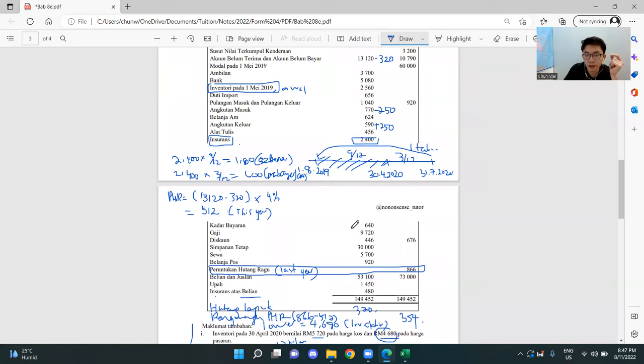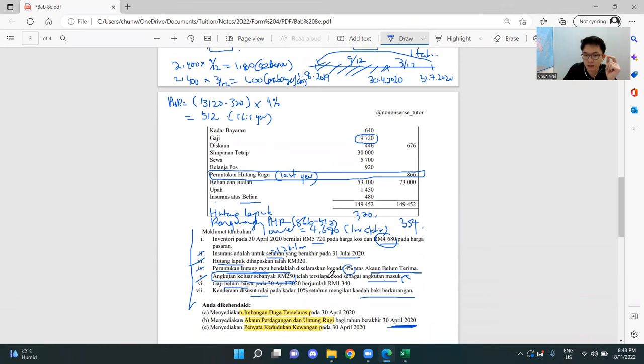So gaji berapa yang telah dibayar? Gaji kita telah bayar 9,720. This is the amount yang kita telah bayar. Tapi is this the amount yang sebenar? Is this the gaji yang sebenar? The answer is no. Because here the question say, ada gaji belum bayar yang berjumlah 1,340. So I have to add 1,340 to get the gaji yang sebenar. And at the same time, there is a gaji belum bayar. So when you have a gaji belum bayar belum masuk ke mana? Belum masuk to your liability. When you talk about liability, meaning liability should go into your PKK. Okay. Gaji belum bayar, 1,340. Okay, later we have to record this.